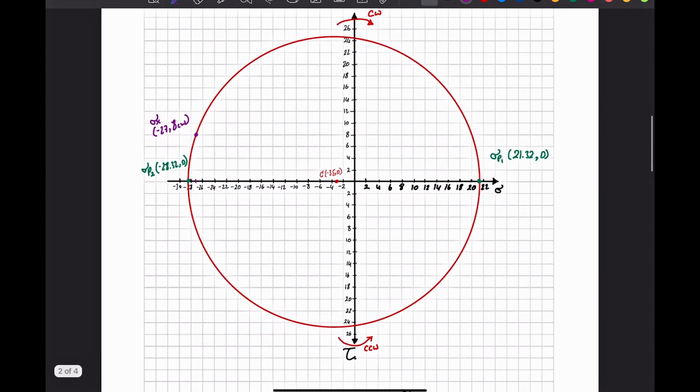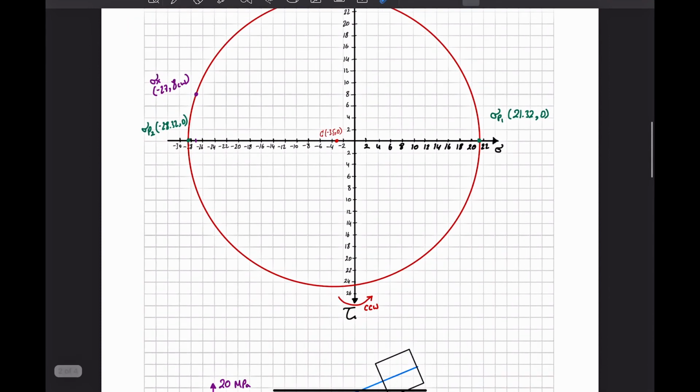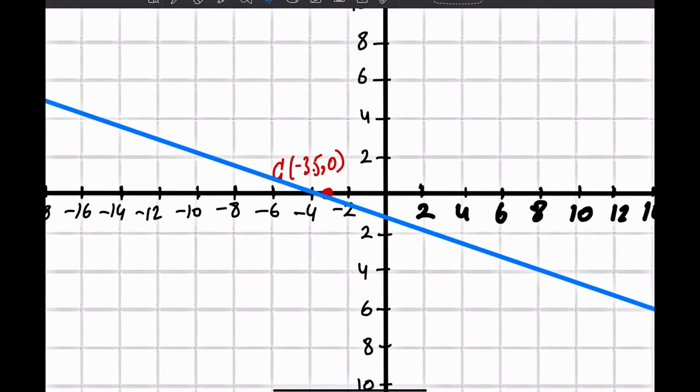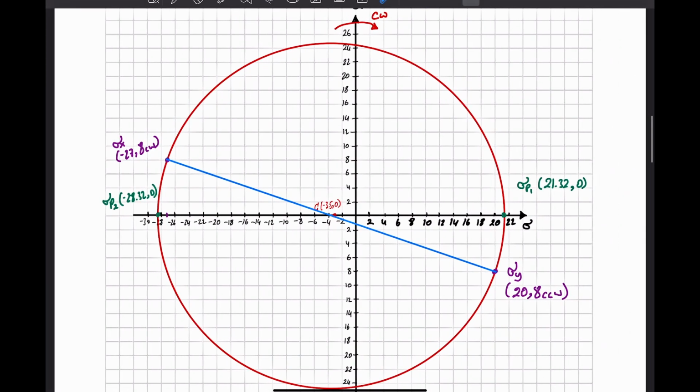The other point I have is sigma y, which is positive 20, which is here, and then I have 8 here. This is sigma y, equal to 20 and 8 counterclockwise. I'll make a line between them, and this line should pass through the center of the circle. It does, okay? So this line is the XY plane, or XY axis.